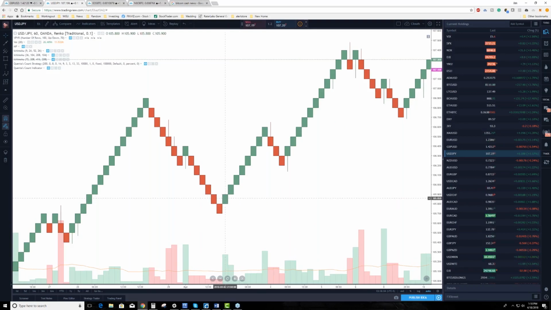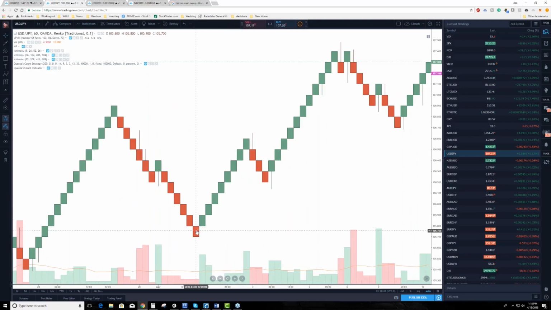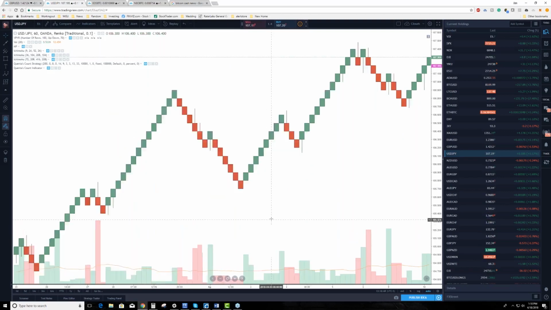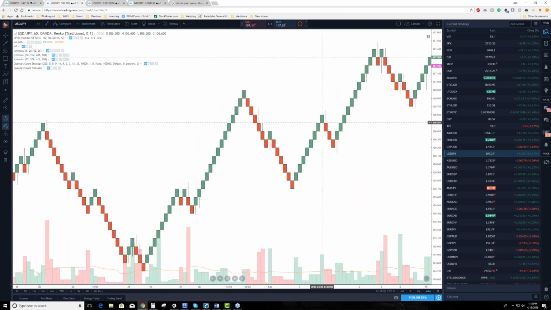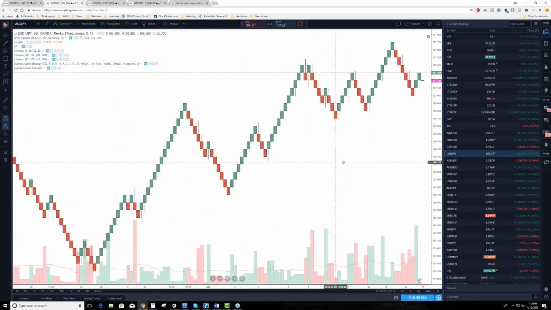So this is at 105.80. Once it goes past 105.90, it forms a green brick. All right, and then you just see how it moves. Now, to form a red brick, you just need 10 pips below. So to form a red brick, you need 10 pips of down movement.